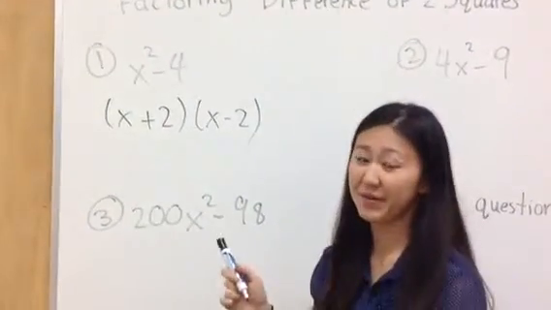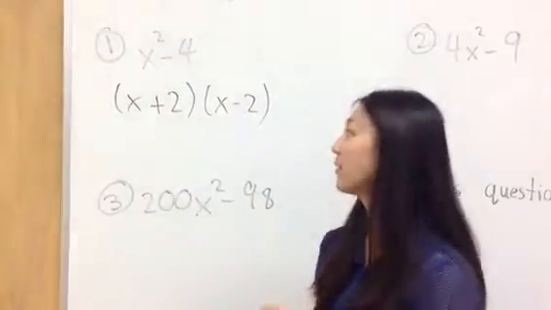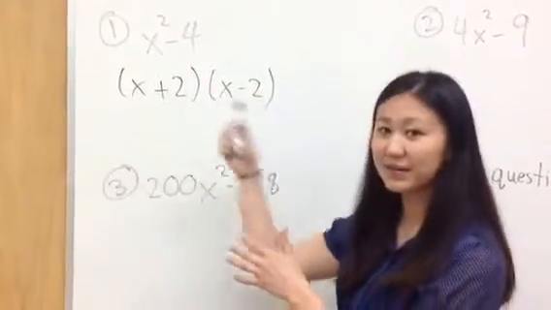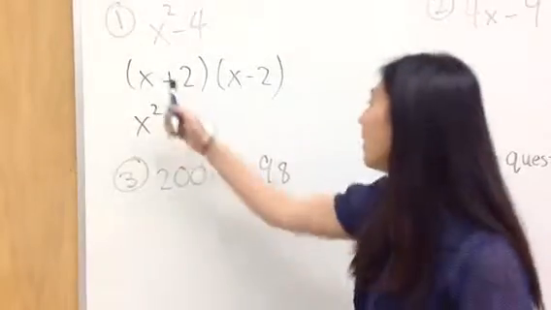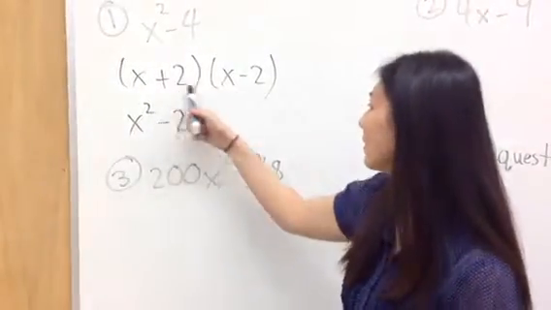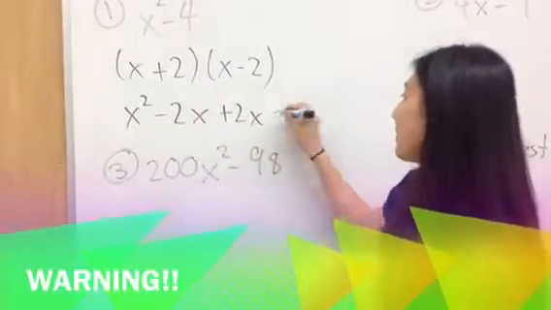Some of you might be wondering, why aren't they both negative? Because we have a minus sign in the middle. Well, let me show you the really cool thing about why. When you multiply this out, this becomes x squared. If you multiply those two, that's minus 2x. These two, that's going to be plus 2x. And these two, that's minus 4.